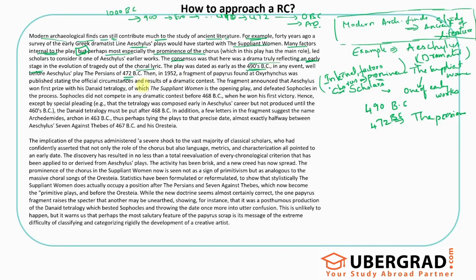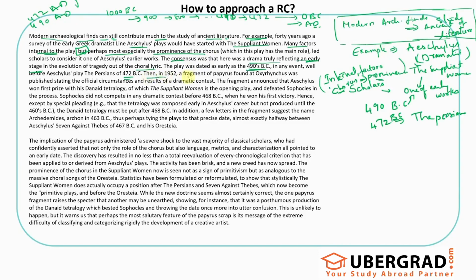492 is before 472. In AD, obviously 490 is after 472. That's how our mind might think. But in BC, it happens in the reverse way, from a larger number to a smaller number. So the play was dated as early as the 490s BC, well before Achilles' play the Persians. Achilles also wrote the Persians, and it is expected to be written in 472 BC. And 490 BC is the dating of this Suppliant Women, the drama they are talking about.